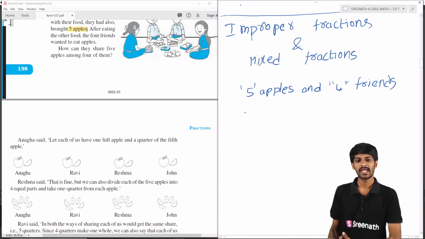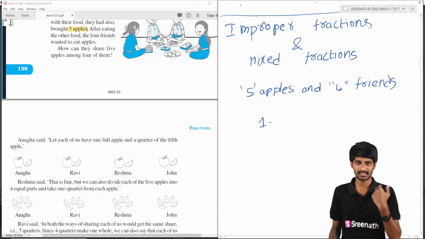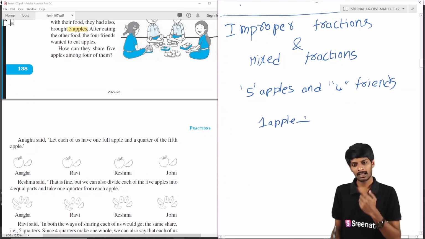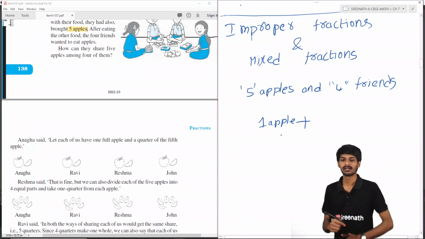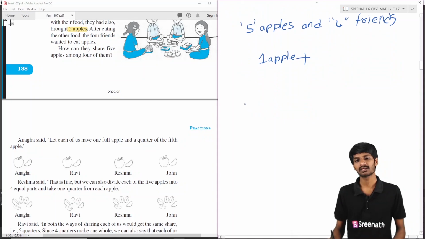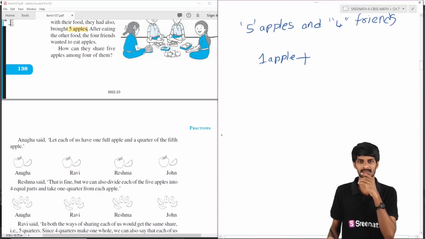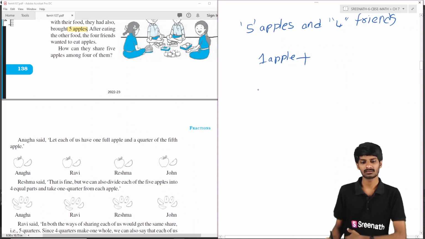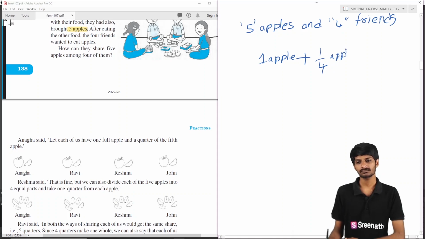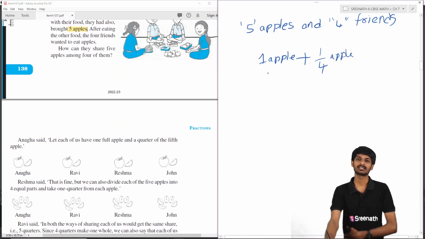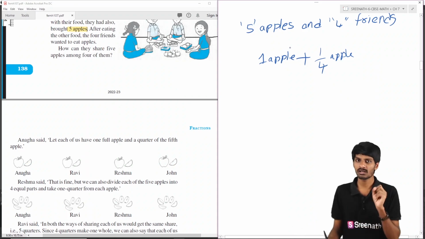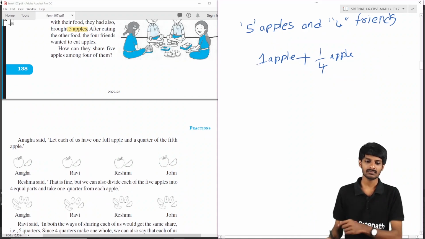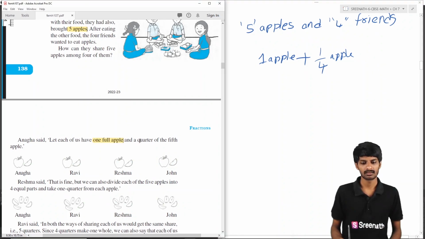So how many apples will everyone get? Everyone will get 1 apple at first. Later, students, everybody gets 1 apple, and later there is 1 apple left, and it is made into 4 parts. So a quarter of the apple, students. Okay, so everyone will get 1/4 apple, a quarter of the apple, so that they will get 1 full apple and 1/4 of the 5th apple.